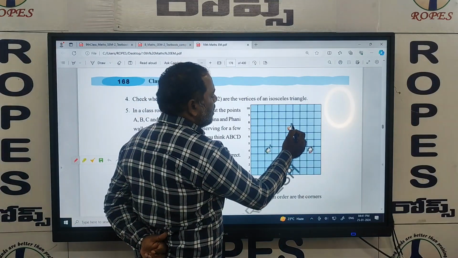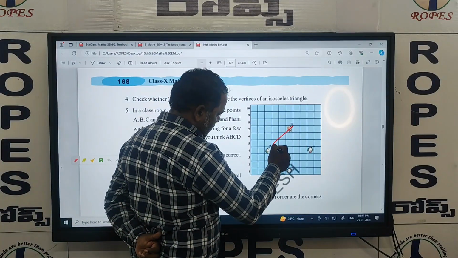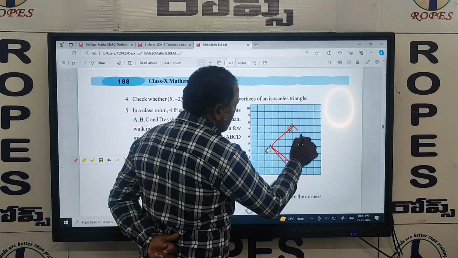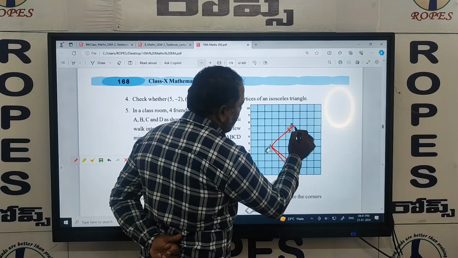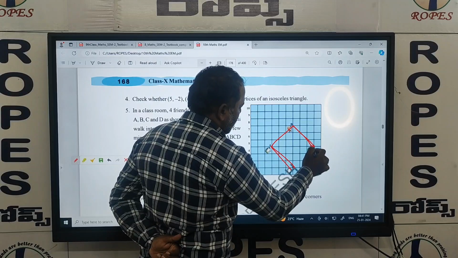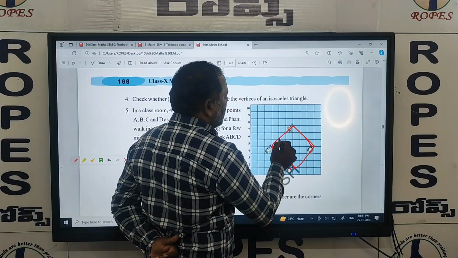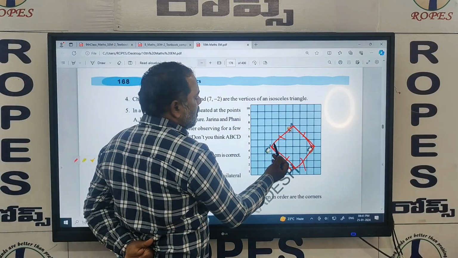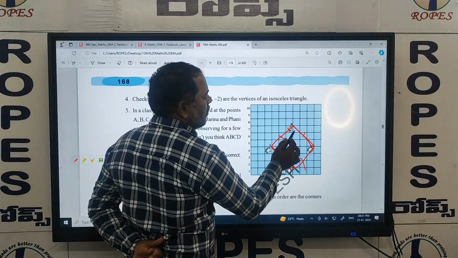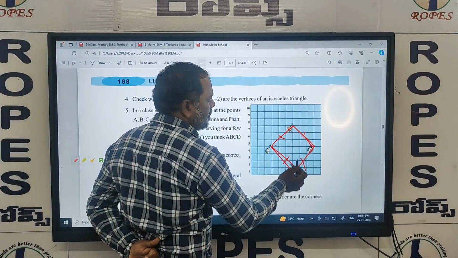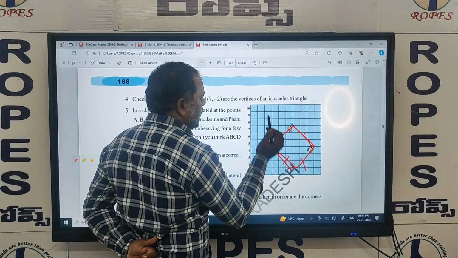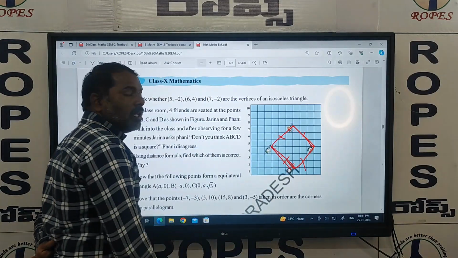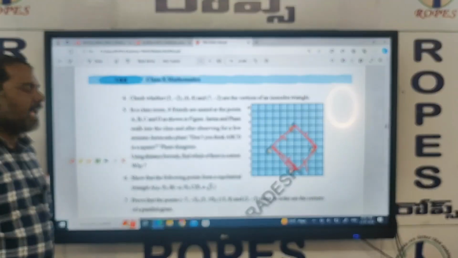See here, if we join A, B, C and D, these 4 points are forming a square. Here the points are 1, 2, 3, so 3 units on each side. So all sides are equal, so it is forming a square.